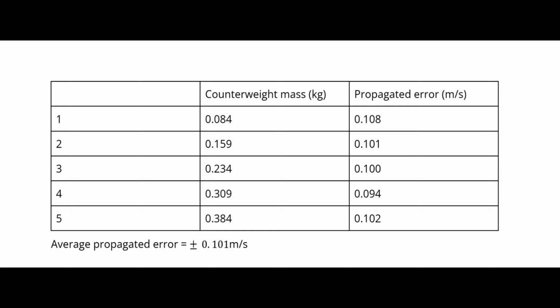And when I took the average of these values, my average error margin turns out to be 0.101 meters per second. So this error margin could have been caused by several factors, including measurement errors such as the human reaction time while starting and stopping a timer, systematic errors such as the neglected friction and air resistance, and the uncertainties of the measuring tools I used.